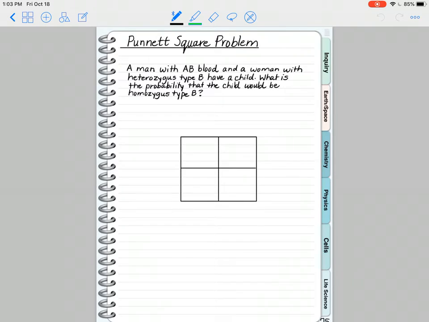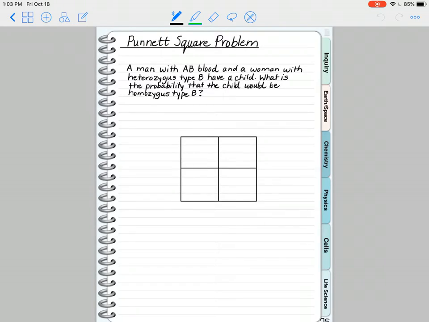Okay, this is page 75 in the work text. And it is a Punnett square problem that I made up just to help you understand some terms and some concepts that we really need to hit home. So here we go. It says a man with AB blood and a woman with heterozygous type B have a child. What is the probability that the child would be homozygous type B?